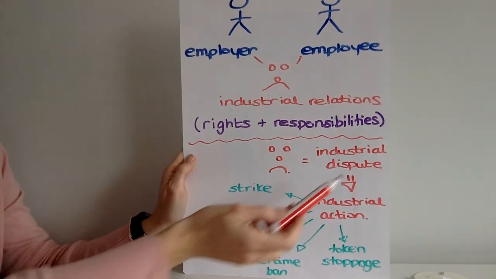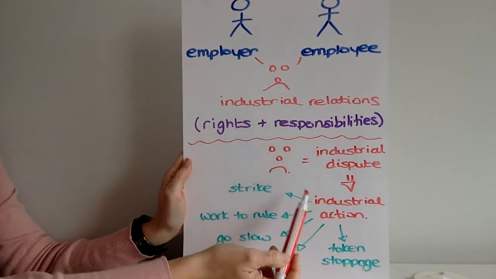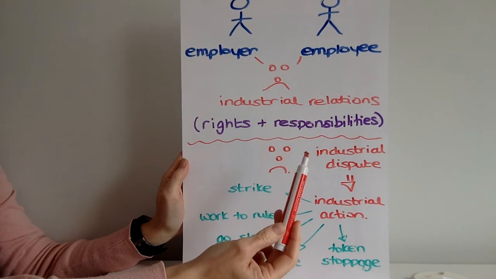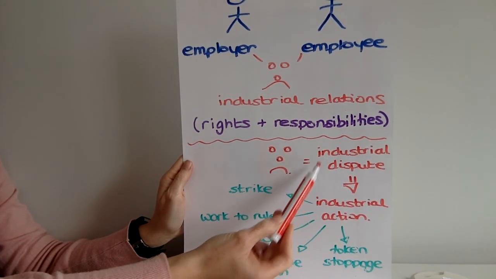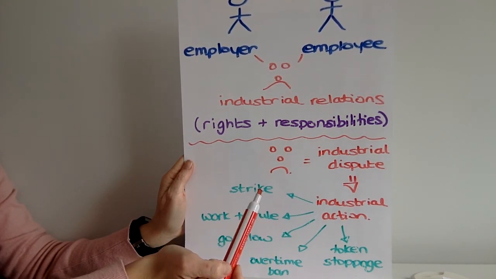Okay, and what may happen then is between these two groups of people, there's an industrial dispute. Okay, so they're having a little bit of a disagreement or a fight. And if that disagreement can't be resolved, it could get serious and the workers might take industrial action.